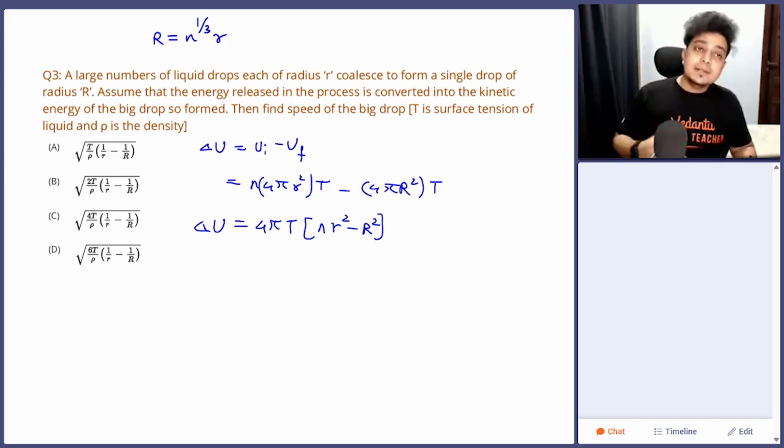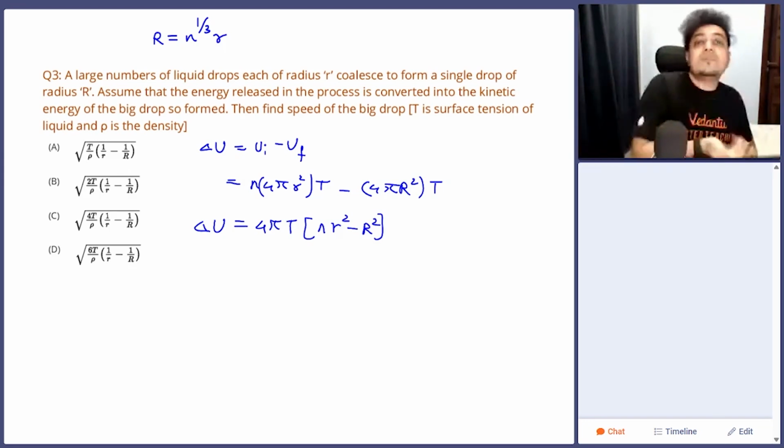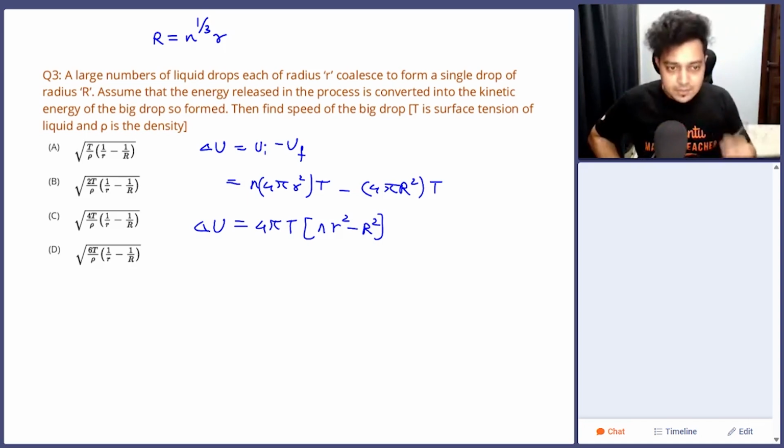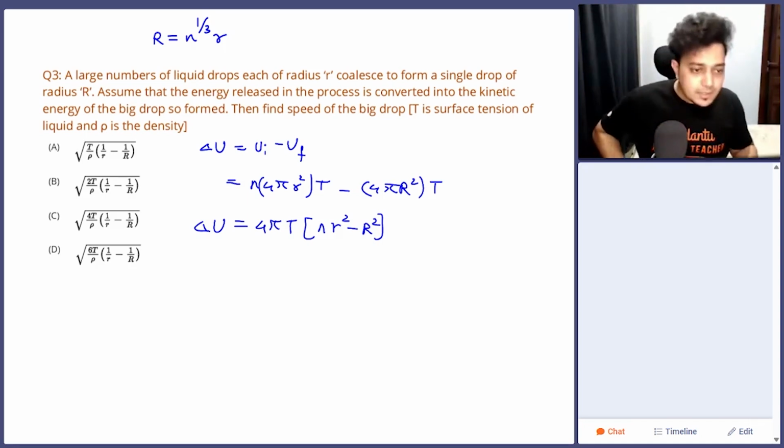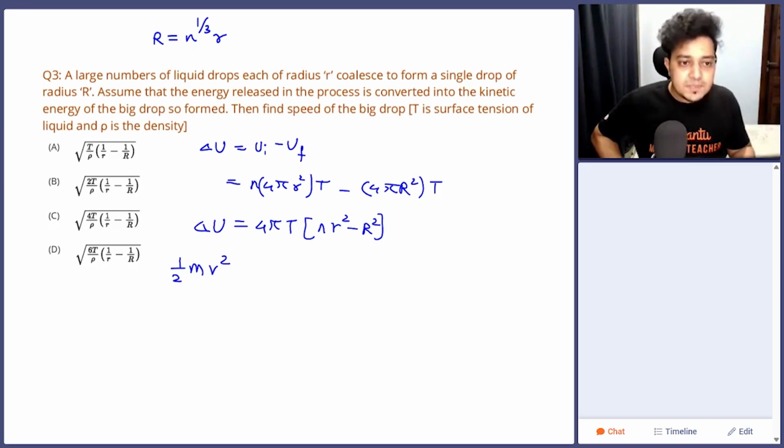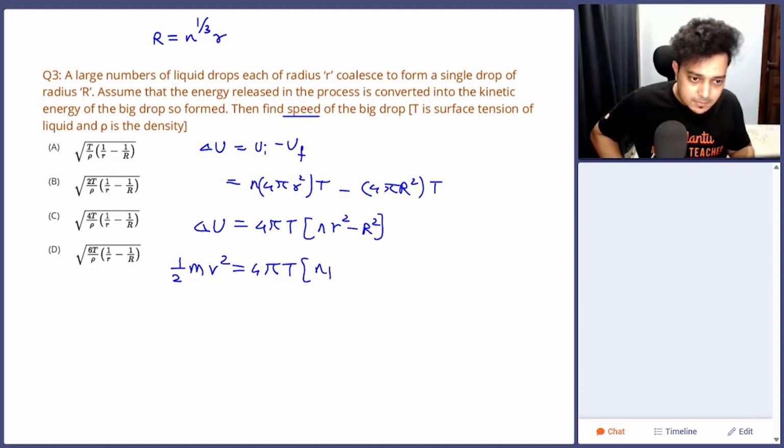Now the question says that this energy is given to the drop in the form of kinetic energy. This energy is given to the drop in the form of kinetic energy. So half mass into velocity square. We want to find out the speed of the big drop. So 4 pi T, these numbers as it is.